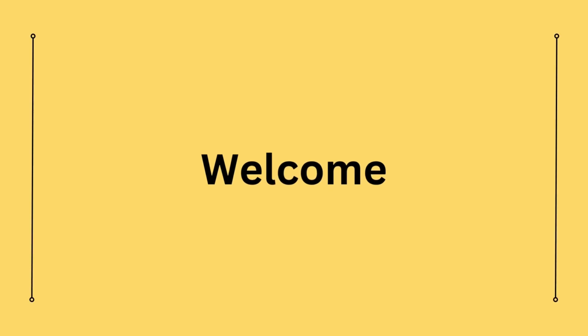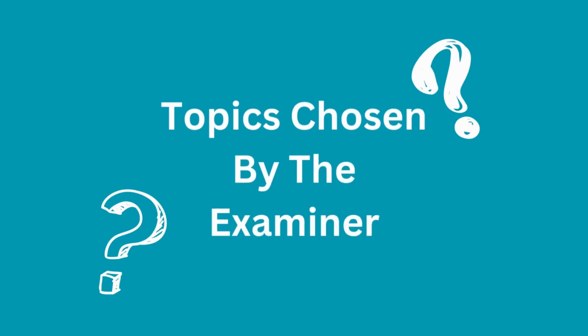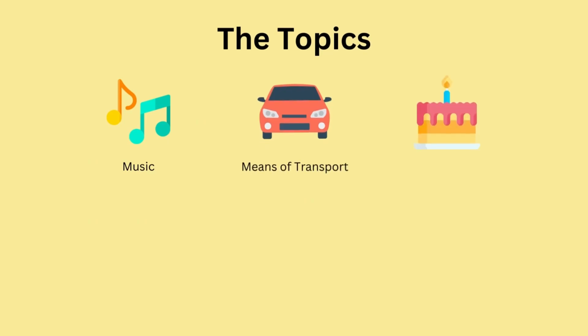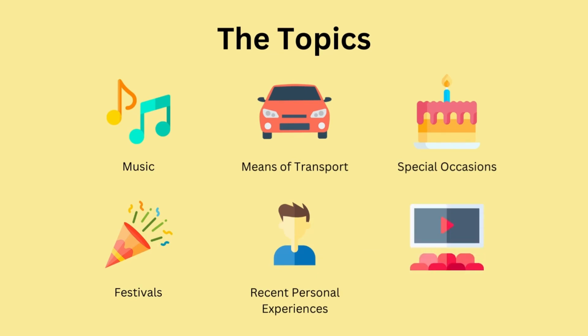So in this video, we will discuss the questions about the topics chosen by the examiner. If you don't already know, in the B1 test, the second part of the conversation involves the examiner choosing 2 topics out of a total of 6. These topics include music, means of transport, special occasions, festivals, recent personal experiences, and entertainment.